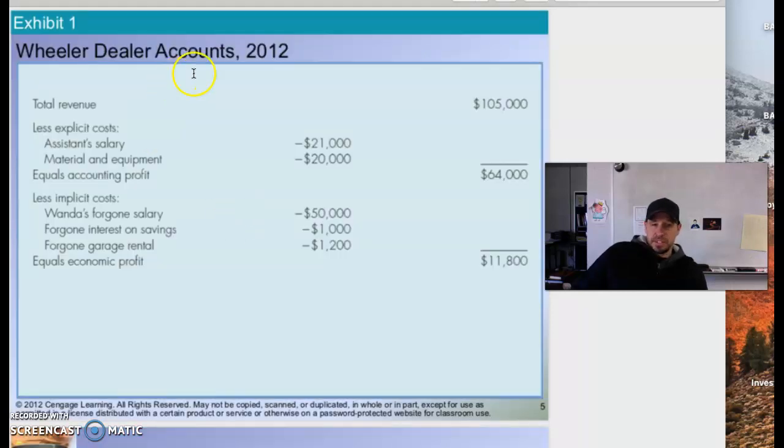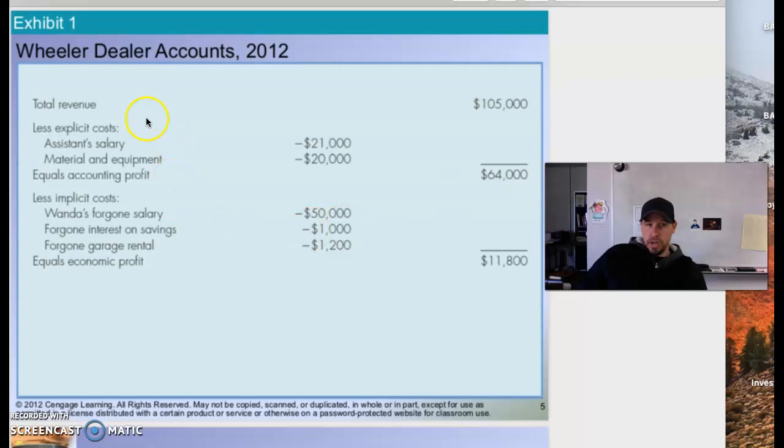A quick example, this is in your book. You can kind of see it and break it down. It kind of identifies the costs. So you get your total revenue from sales. So that's all the money coming in from all the sale of your goods and services of $105,000. You got explicit costs. You got to pay your assistant a salary. That's cash, material, and equipment. This would be all of those tangible things. Okay. So you take these costs, you subtract them from your total revenue, and that's $64,000. So you have an accounting profit of $64,000.